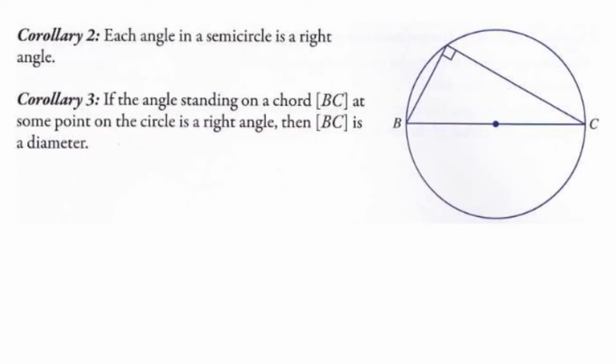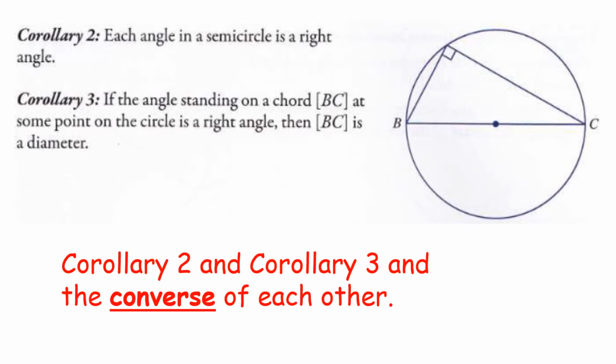So next we have corollary 2 and corollary 3. Corollary 2 says that each angle in a semicircle is right angled. Corollary 3 is that if an angle standing on a chord BC at some point on the circle is a right angle, then BC is a diameter. They're not an exact converse, but just for simplicity, what I'd say to you is think of them as the opposites of each other. They are like converse theorems.